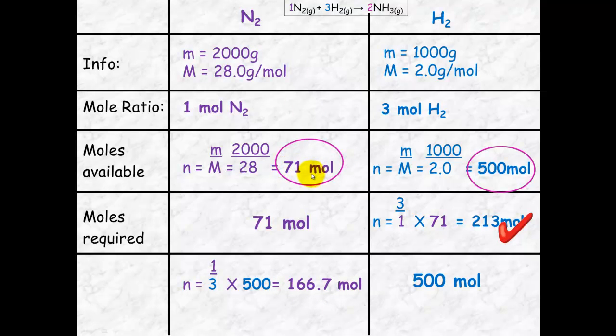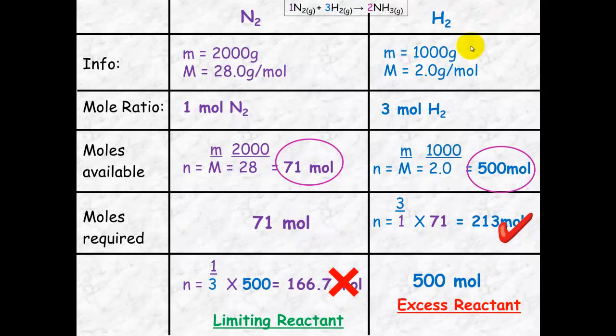I don't have that much available. I've only got 71 mole of nitrogen available. So this reaction can't go ahead. So nitrogen is our limiting reactant, the 71 mole here, and we can see here that hydrogen is in excess. 213 mole is going to react with our 71 mole of nitrogen, and that will leave some left over, which will be 500 minus 213, which equals 287 mole in excess.